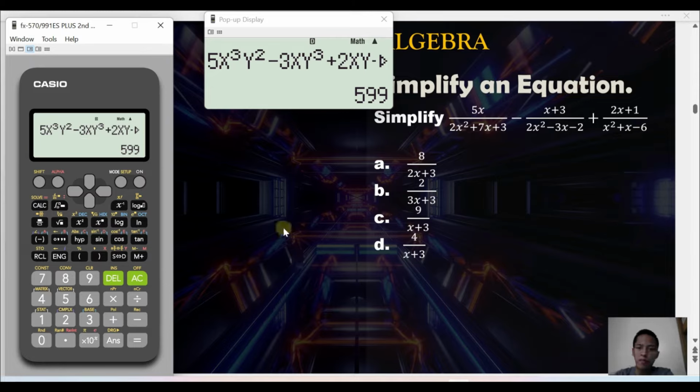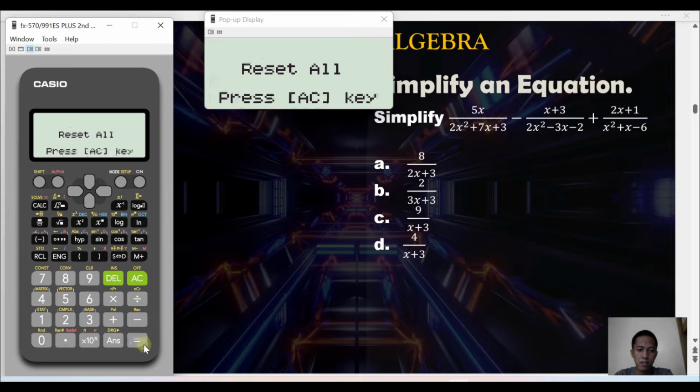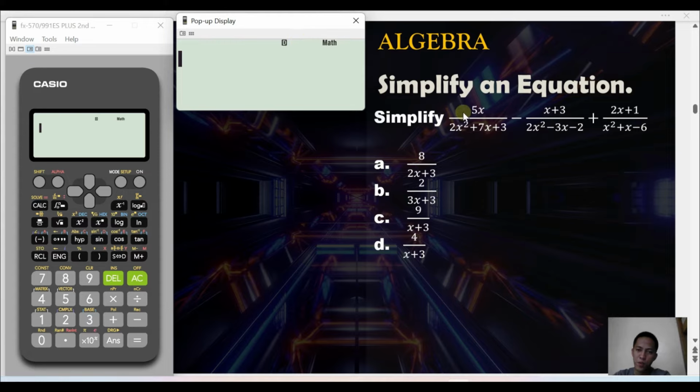So, sa problem na to guys, we have, okay, so shift clear lang, shift 9 equals. Okay? So, simplify 5x all over 2x squared plus 7x plus 3 minus x plus 3 all over 2x squared minus 3x minus 2 plus 2x plus 1 all over x squared plus x minus 6. Okay, so simplify daw guys. So kung ma-manual solving natin to, it will take us time to do this. Okay, so calculator lang gamitin natin guys.